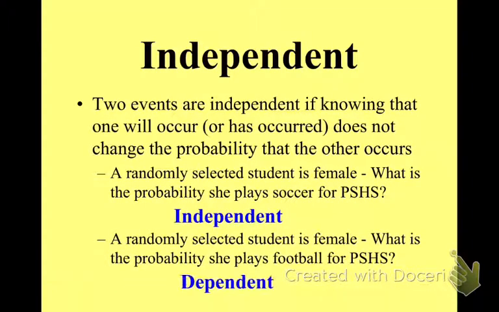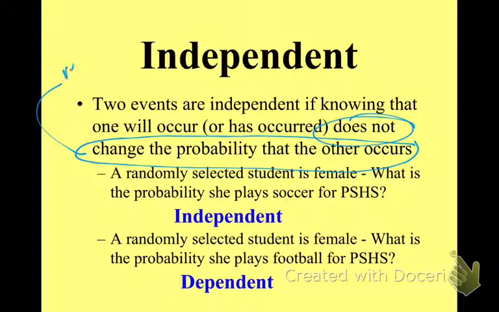A randomly selected student is female. What is the probability that she plays football? Well, there would be no female football players, so that would be a dependent event. One thing, though, that I think is more important to understand is saying that the probability does not change.